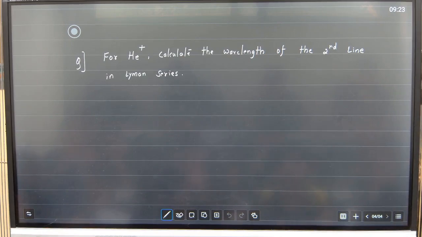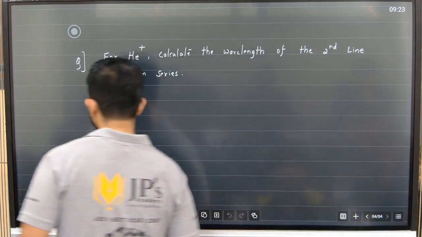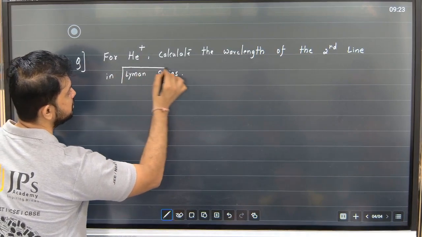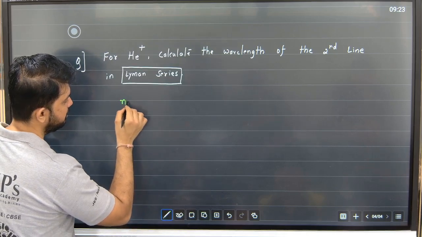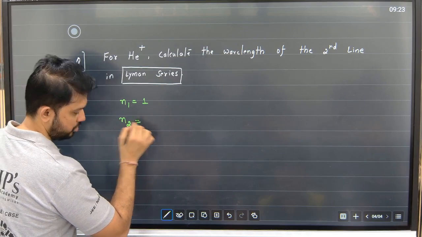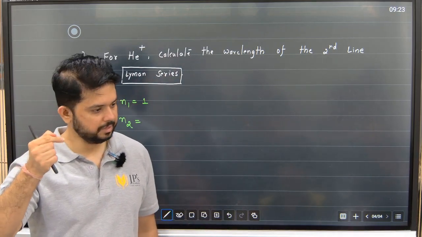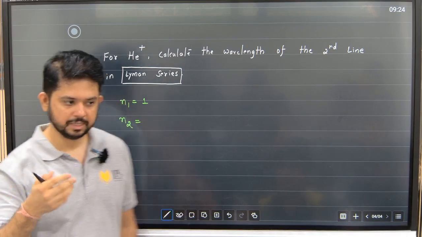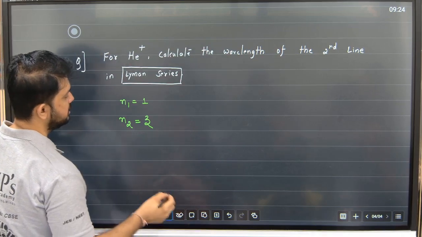For He plus, calculate the wavelength of the second line. Now, they mentioned Lyman series. It is Lyman series. So what's the value of N1? It is 1. Now, how do you decide N2? Excellent. How do you get the first line in Lyman series? When it goes from 2 to 1. So for the second line it is 3 to 1. Rest everything remains the same.